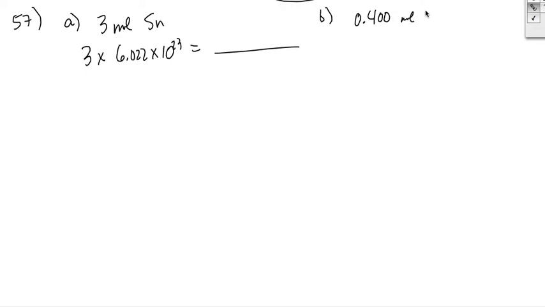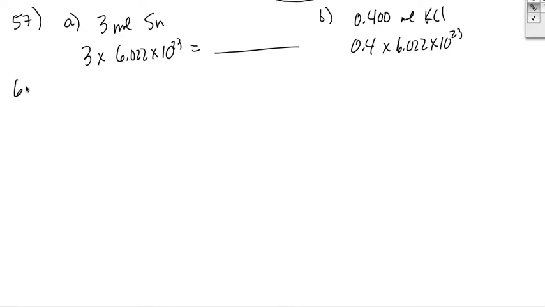Okay? B says, what if you have 0.4 moles of KCl? Okay? So in this one, if you've got 0.4 moles, well, 0.4 times Avogadro's number, 6.022 times 10 to the 23rd. That's how many units of that you have. Okay?